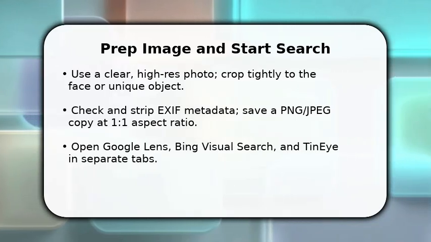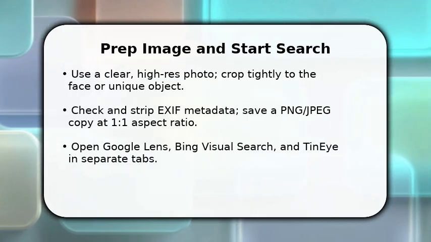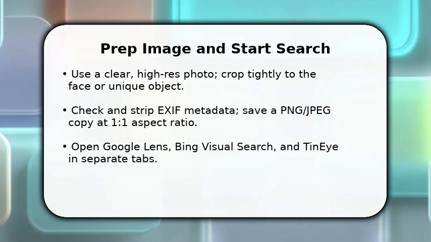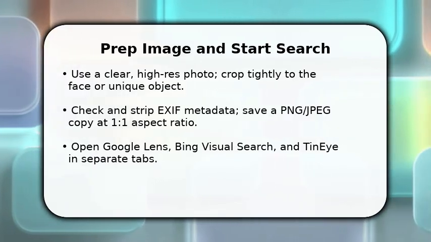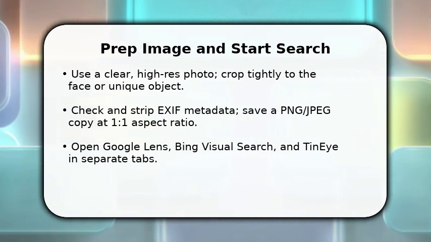Next, launch at least 2 reverse image engines, Google Lens and TinEye, because different indexes catch different matches. Make sure to run the same cropped image across each tool immediately so you can compare initial results side by side. You now broaden the hunt.